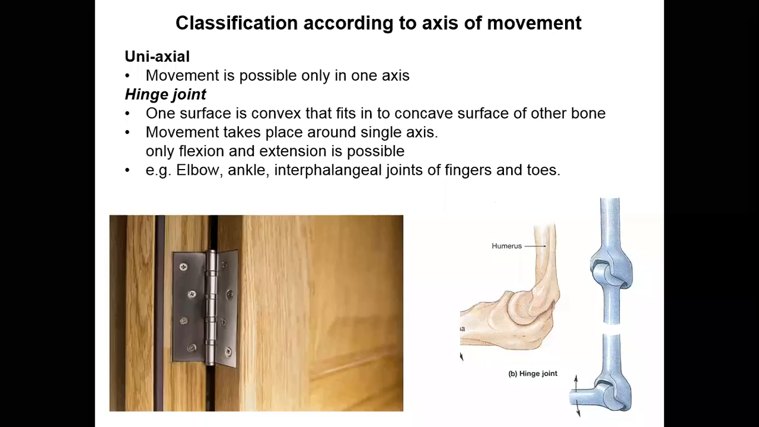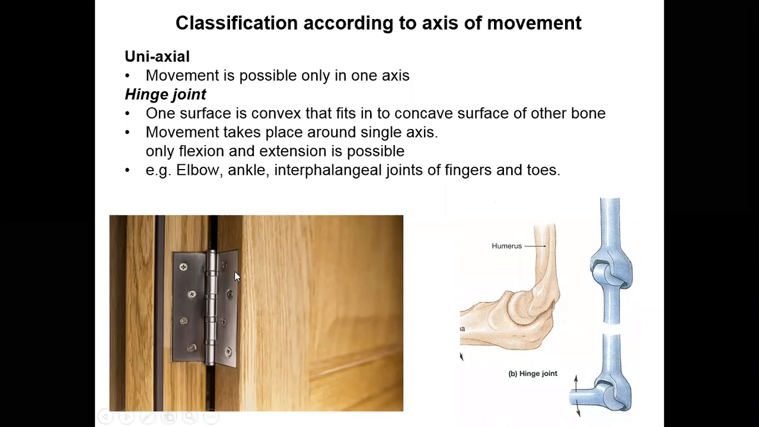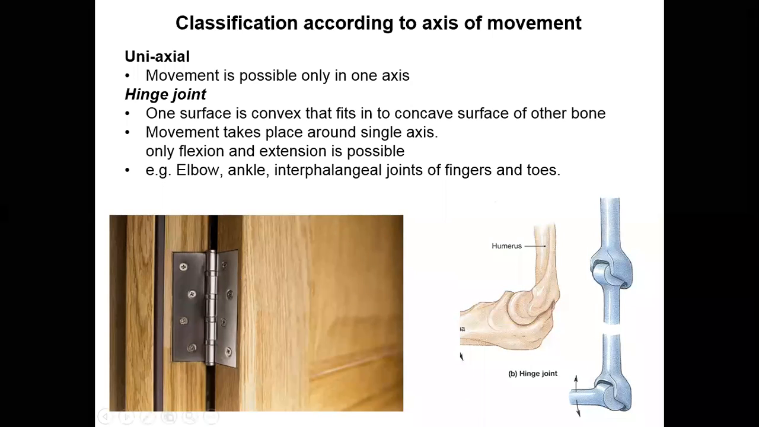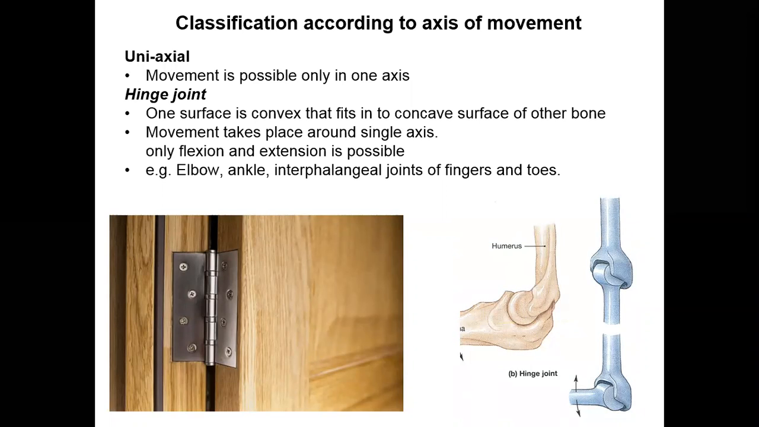The first variety of it is the hinge joint. This is a hinge which is attached to the door. You know how the door works or how the door can move. It can be opened or closed. That's the only movement. So here the movements occur in a single axis, opening and closing. That's it. In the body, we have some joints which look like this, which have a single axis.